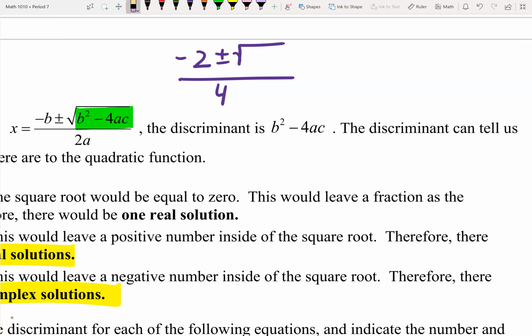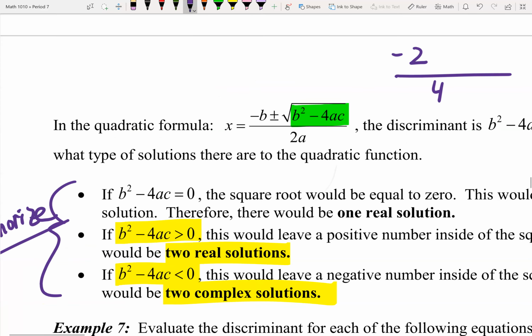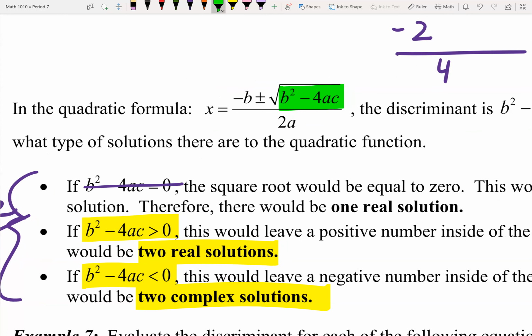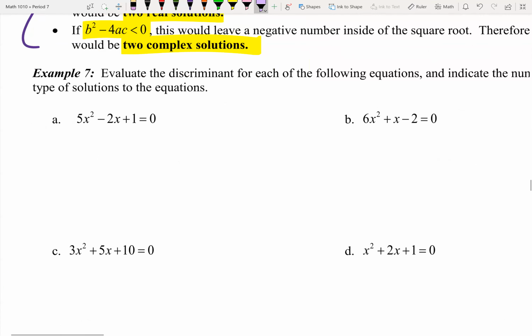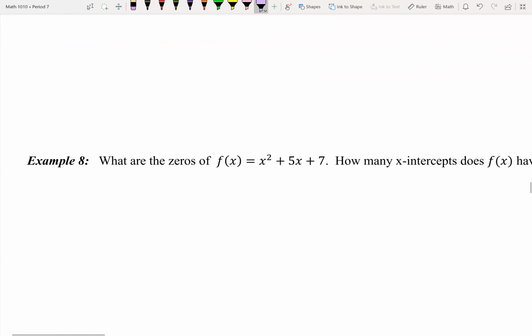What if this was 0? What's the square root of 0? 0. If you add or subtract 0, does it change the number? No. So all that doesn't even matter. How many solutions do I have? 1. Is it real or is it imaginary? It's real. So if it's equal to 0, then you have 1 real. You would have 1 real. Okay? All right, now look what I want you to do. As we go through these, I don't want you to look up above. I want you to make yourself remember this, okay?